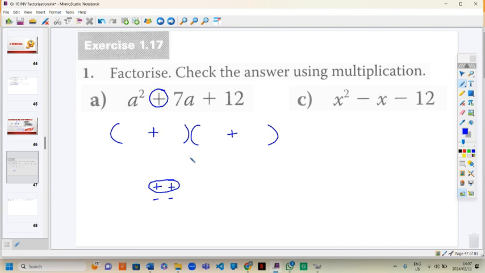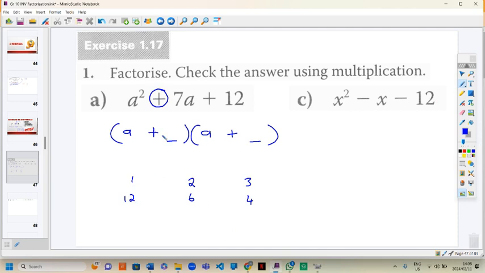Alright, then how did I get to this a squared here? What have to multiply with each other? a had to multiply with a, and a times a gives me a squared. And now how did I get whatever goes here? I asked myself, what are the factors of 12? Let's do that together. The factors of 12 are 1 and 12, 2 and 6, 3 and 4.